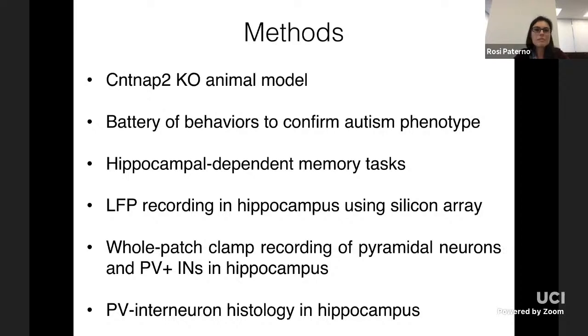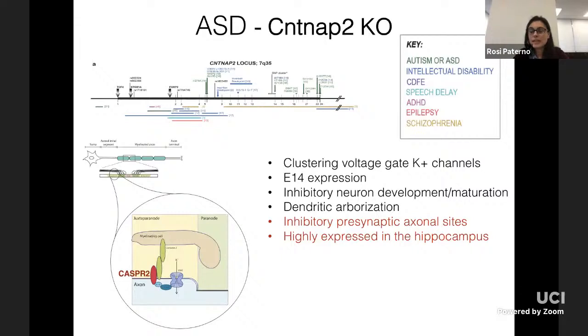The CNTNAP2 gene has been known for a long time, but it has been associated with autism because it has been identified in a group of children who present with an autism phenotype, but also epilepsy. This gene produces a protein, Caspr2, which is known for clustering voltage-gated potassium channels. However, this protein is also highly expressed during development, and in particular in areas involved with the formation of interneurons. Therefore, there is also an involvement of the inhibitory component during development.